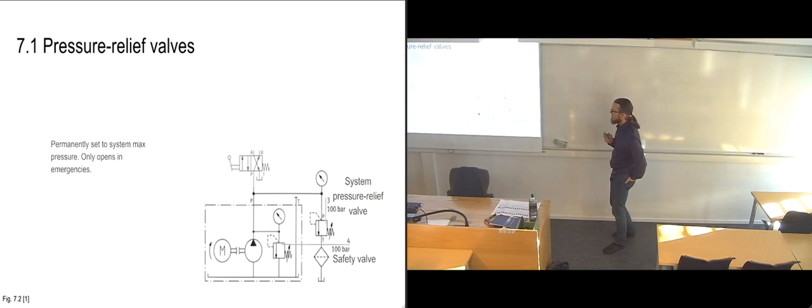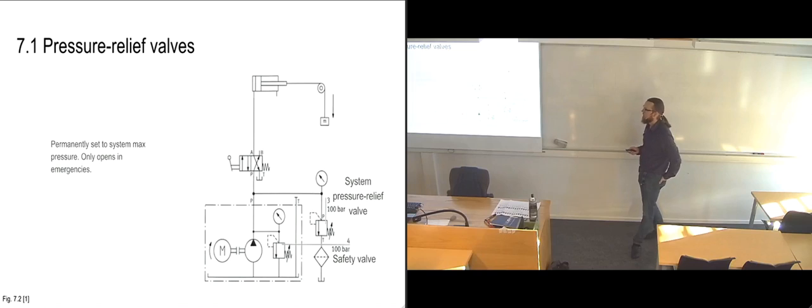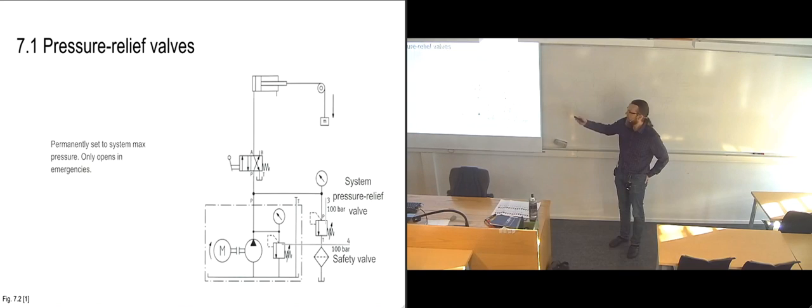And that is because after our directional valve, in this case, we go up to a cylinder, which is connected to a sheave by a wire and has a hanging load. So here we have gravitational forces acting upon the system. And that is why we have a system pressure relief here, because as soon as we are getting a gravitational load here, we are pulling on the rod and we are pressurizing this part of the system.